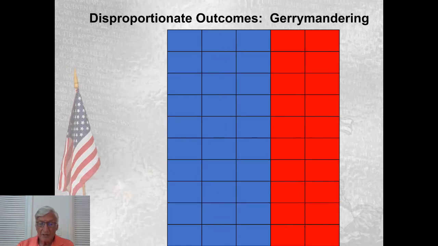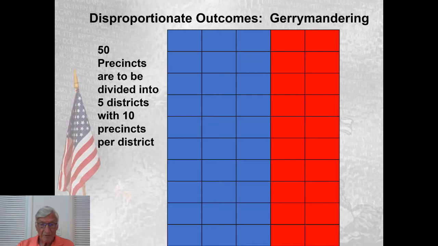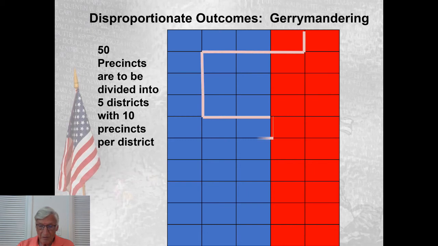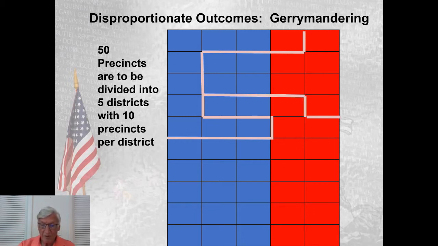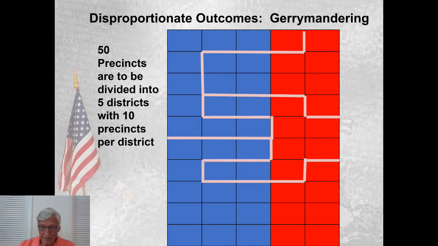So let's look at it a little different way. 50 precincts divided into 5 districts at 10 precincts per district. Okay, so here we draw some lines in a different way. Now this one happens to be a very prominent Democrat district. And if you can look, you can see there are 9 Democrat precincts and 1 Republican. We go on further and we draw some more lines.